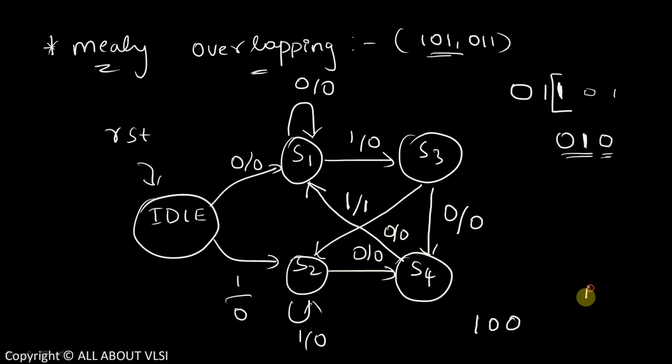And if you are in S4 state and you already have the 1, 0 sequence, and if you get one more 1, you can reuse this 0, 1 for building 0, 1, 1. So that's why you are going to S3 state if your input is equal to 1 and making your output 1. So this is how you are going to design a Mealy overlapping multiple sequence detector.